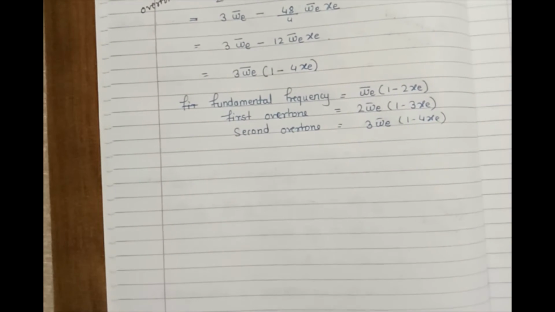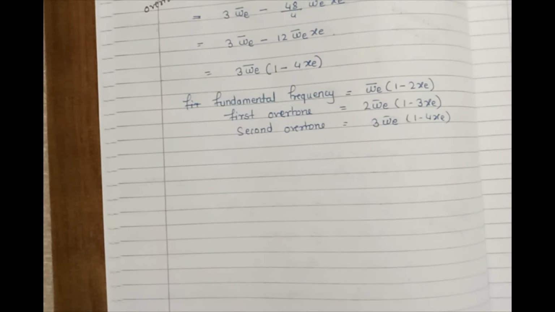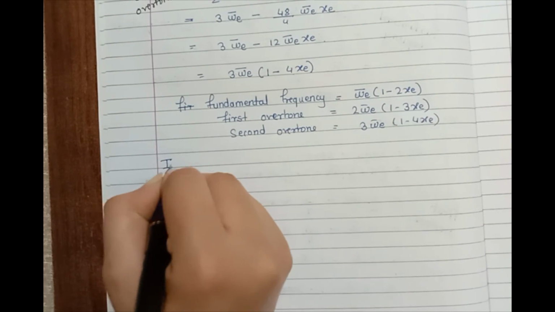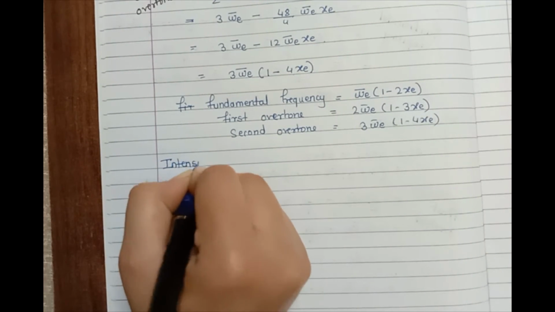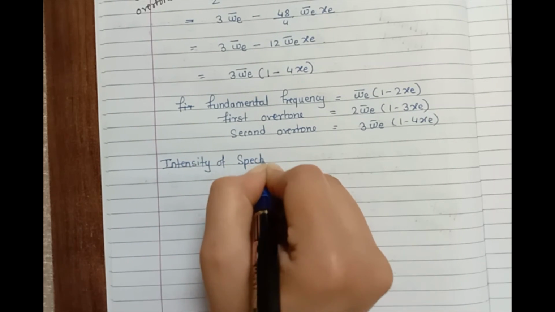So from the given value of the overtones or obtained value of fundamental frequency, we can calculate the value of oscillation or oscillating frequency. Is it clear? So now we will talk about the intensity of spectral line.